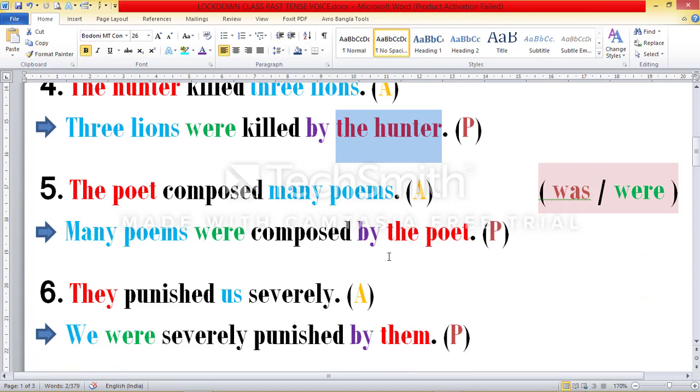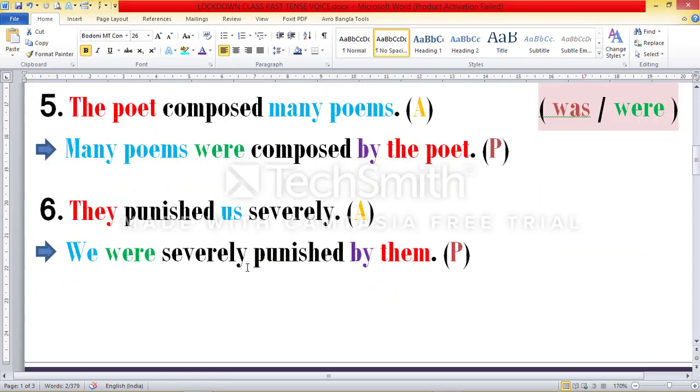Now we are going to the fifth sentence. The fifth sentence is the poet composed many poems. So in this sentence, as you know, the poet is the subject and many poems, this is the object. So our first duty is to make the object subject. So many poems here in the passive form will be subject.